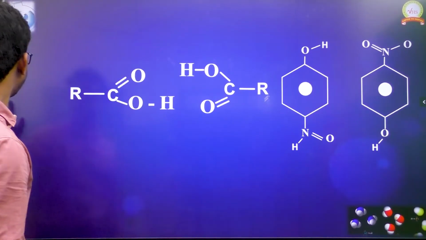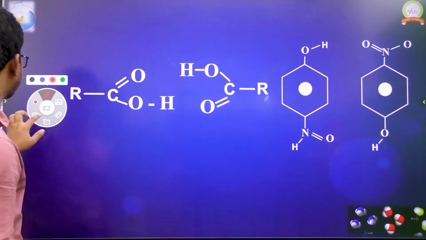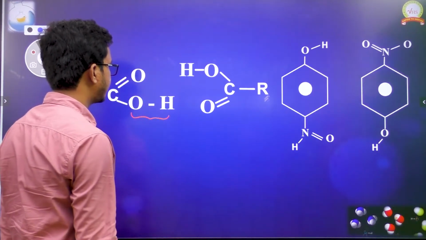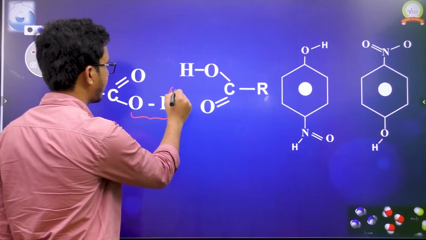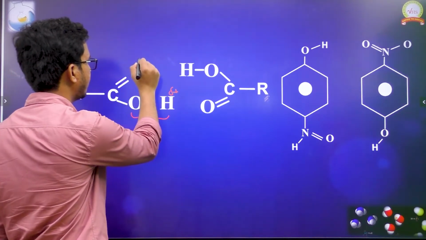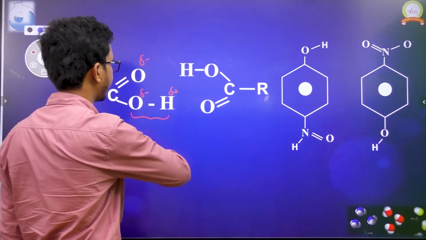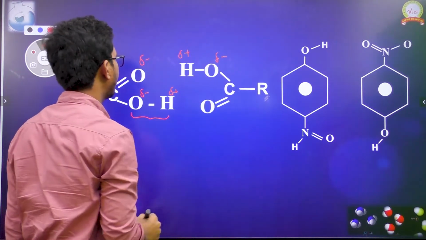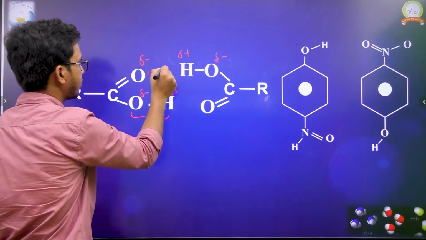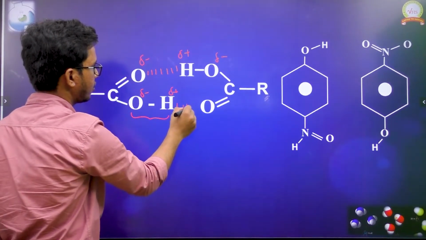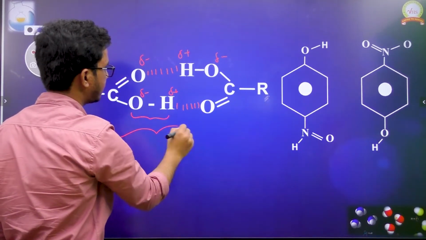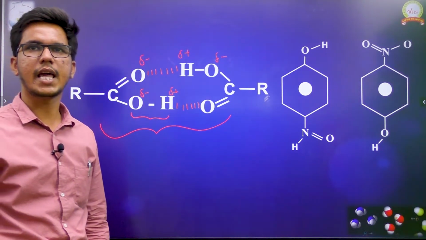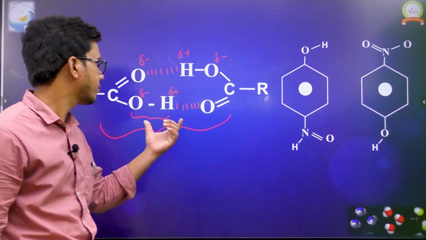Here also we can see, first we have an acid, where oxygen and hydrogen are directly connected. Hydrogen gets partial positive and oxygen gets partial negative. In the other molecule too, oxygen gets partial negative and hydrogen gets partial positive. Between these two, hydrogen bonding formation takes place, and between the other two also. This is the reason why acetic acid exists in dimer form, because of the hydrogen bonding.